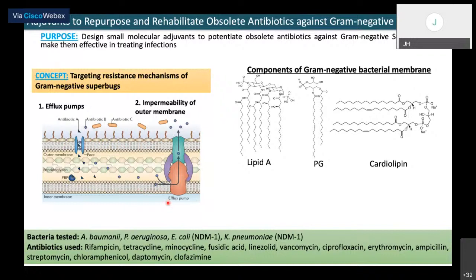So what we are trying to do is develop small molecules, which we call adjuvants. This molecule can have a little effect on their membrane, or act on the energetics of the membrane, such that the pump doesn't work. The pump will be there, but it cannot throw anything out. It also acts on the membrane so that the antibiotic which could not come in now can. And we have shown that in combination with our compound, drugs which are no longer being used by doctors are highly effective against this type of superbug, which the WHO has listed as critical pathogens.